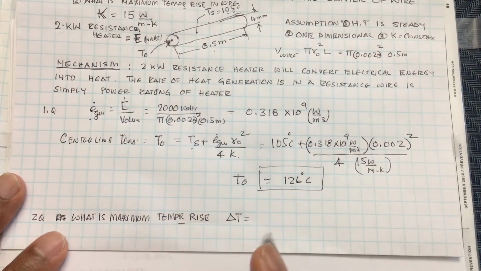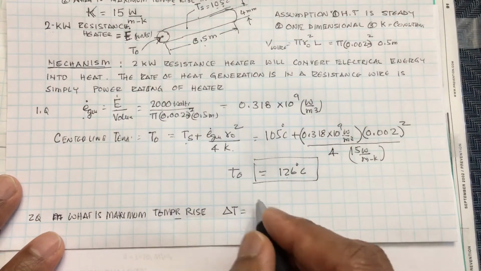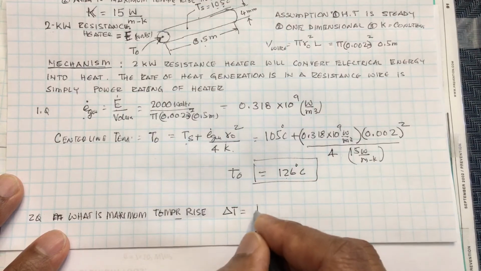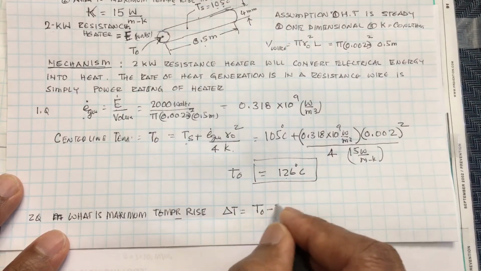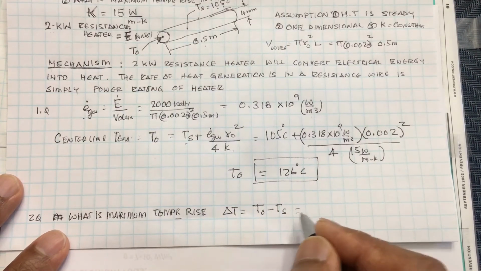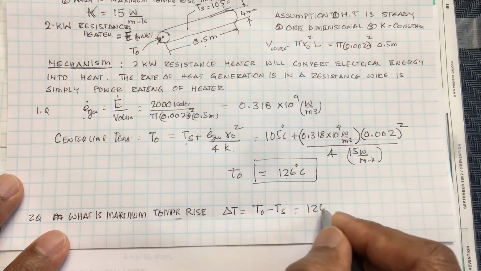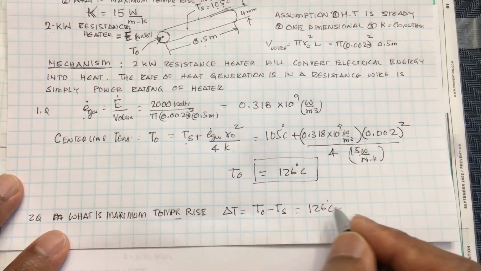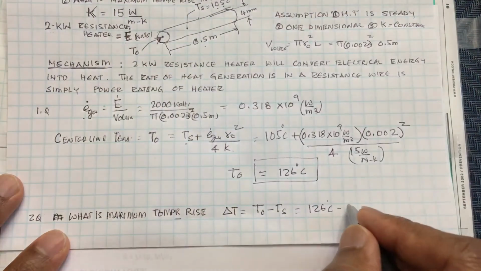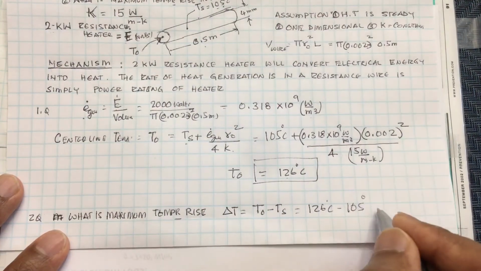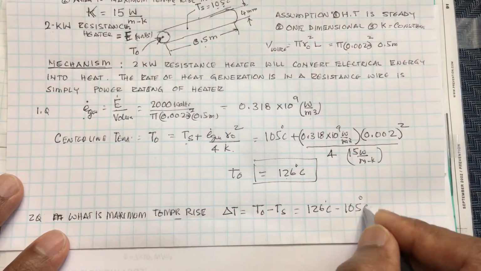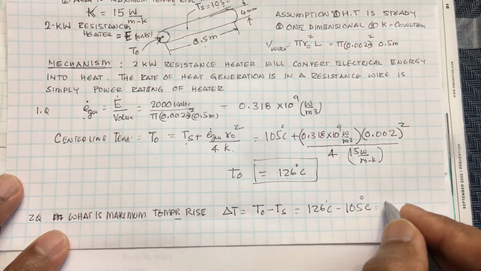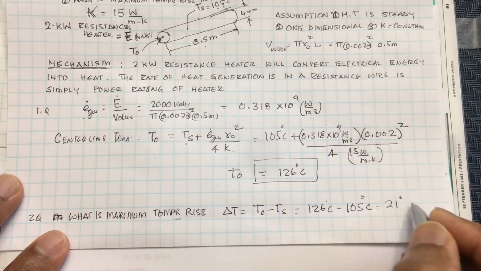The second part, very simply, is nothing but T center line minus T surface. Simple. So center line is 126 degrees, and we know the surface temperature 105, and that comes out to be 21 degrees centigrade.